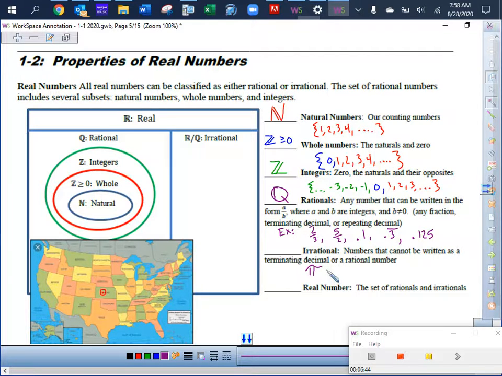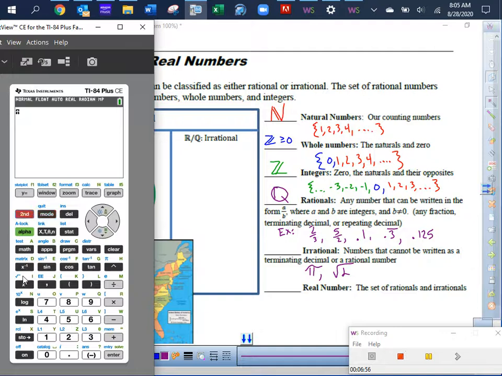Other examples are square roots of non-perfect squares, like say the square root of 2. If I punch in the square root of 2 and see what it is as a decimal, it will give you a nasty, nasty decimal that does not have a pattern to it whatsoever. It does not repeat itself, and it goes on forever. Some people think it just ends after that 9th digit there. Nope, it keeps going on and on and on.